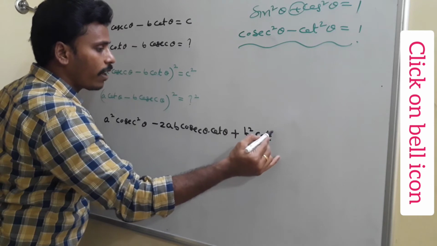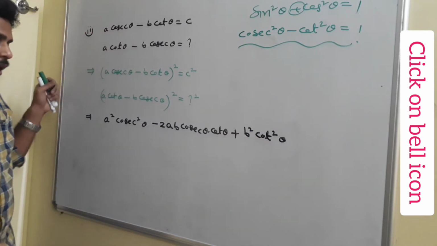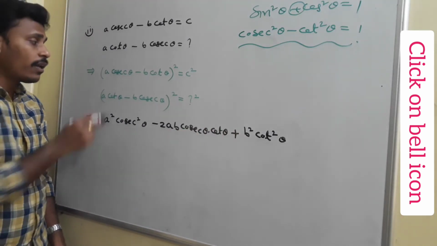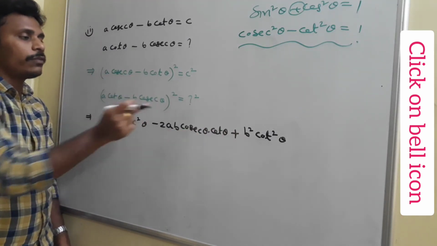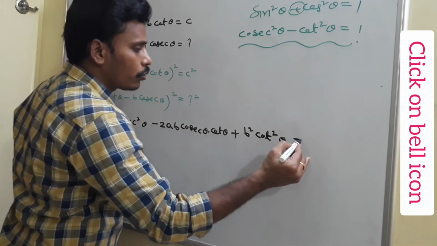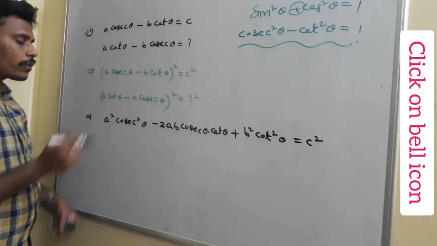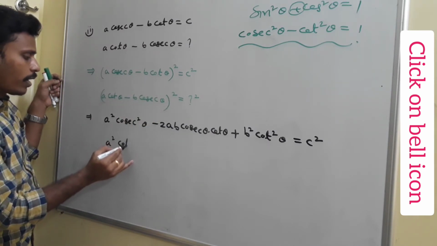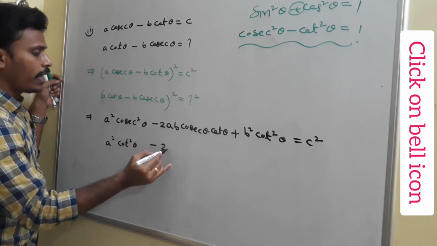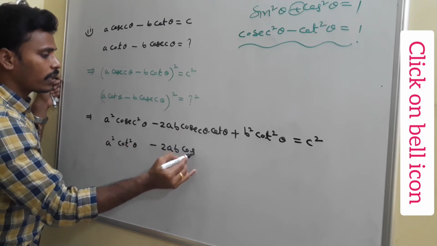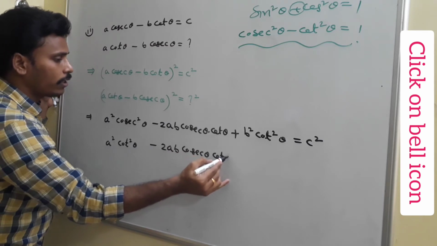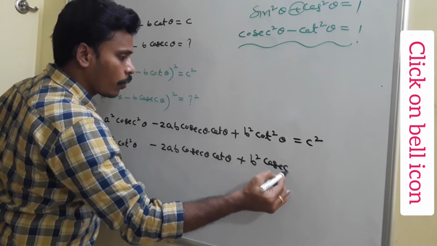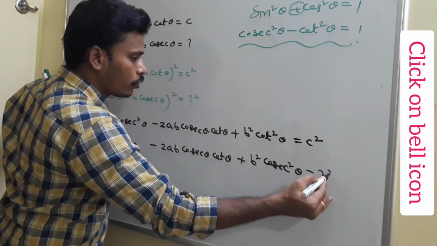I think you are all aware of the a minus b whole square formula. A minus b whole square means a square minus 2ab plus b square. But here with a there is cosecant theta and with b there is cot theta, and that is equal to c square. And now look at the second bit. A cot theta minus b cosecant theta whole square: a square cot square theta minus 2ab cosecant theta into cot theta plus the square of this term, b square cosecant square theta, is equal to question mark square.